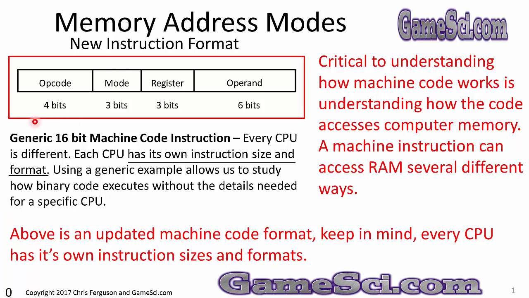The opcode is going to be the first 4 bits. Mode will be the next 3 bits. Mode will tell us how to access memory or how to access the operand. Register will list a 3-bit code for which register in the CPU we want to access, and our operand will be 6 bits.